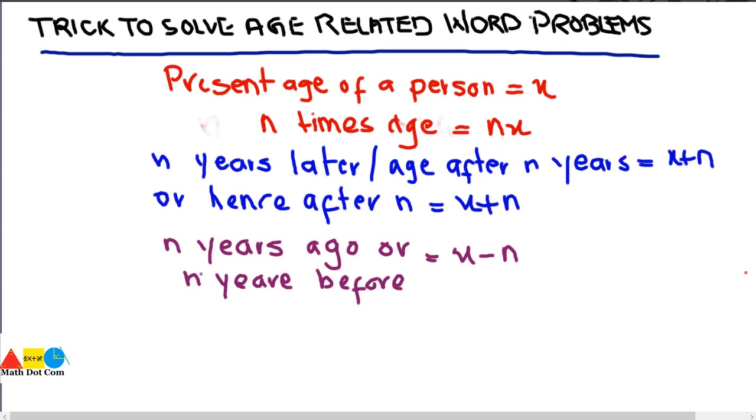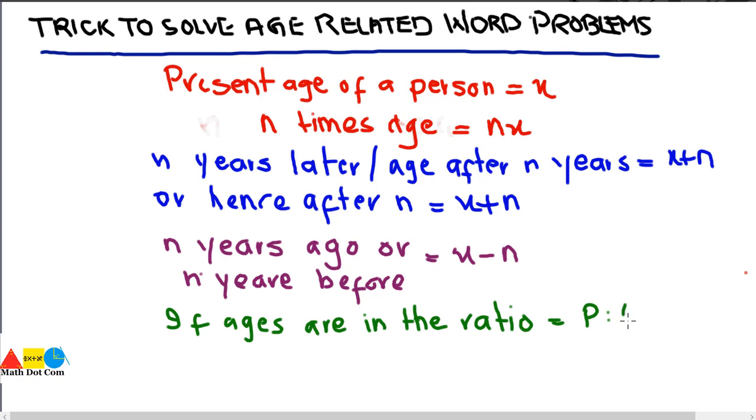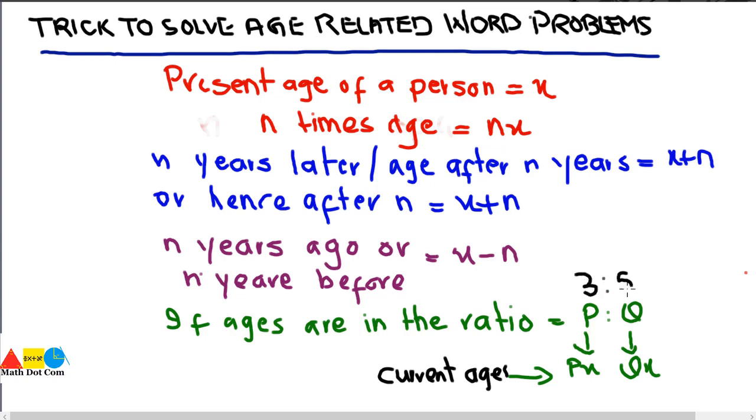And the last one is, if ages are given in a ratio, that is p ratio q, then the current ages are px and qx. You just need to put an unknown variable with those numbers. For example, if it is written 3 ratio 5, then you will consider it as 3x ratio 5x, and these are the current ages.